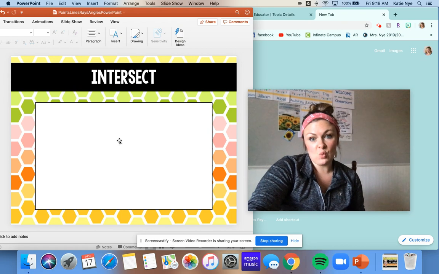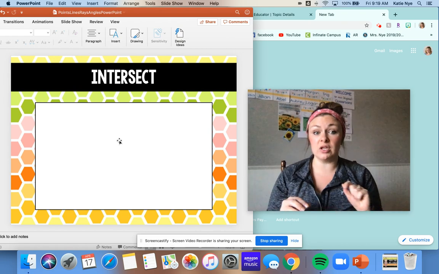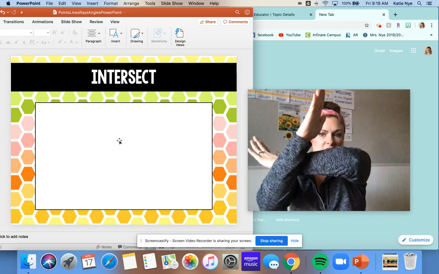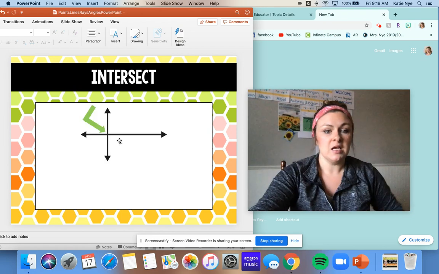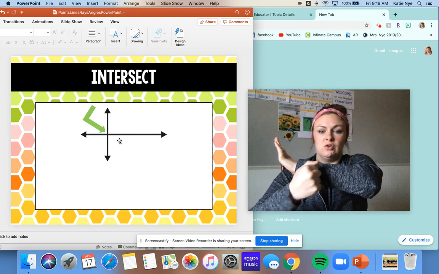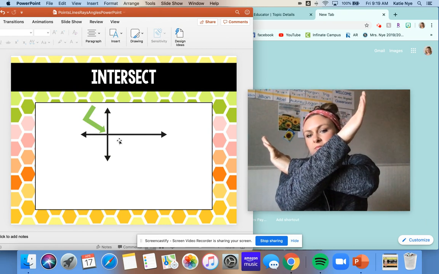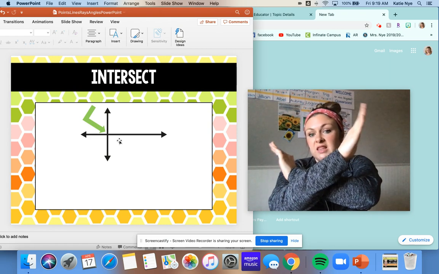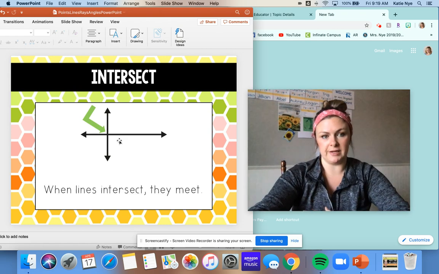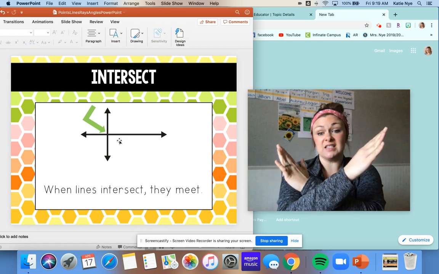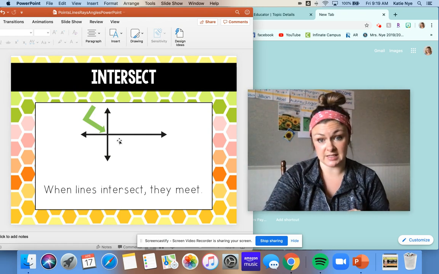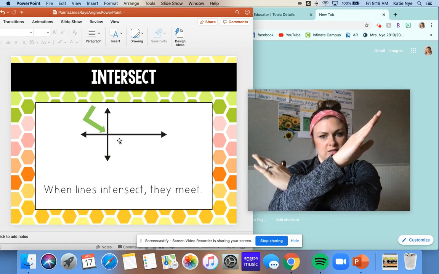So then we have intersecting. So if we have two lines that intersect, to intersect, I like to just go like this, cross my arms as if they were two lines. Intersecting right here is where my arms touch. So this spot right here, where my arms touch, shows you that these two lines that my arms are making are intersecting, they're crossing. So when lines intersect, they meet. So when two lines cross each other, it's called intersecting. So everybody show me your intersecting lines.